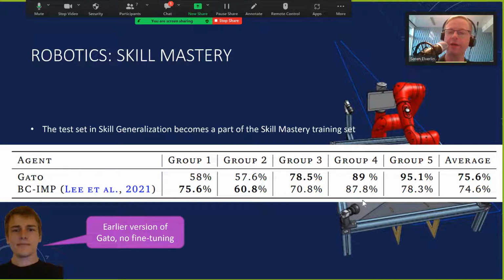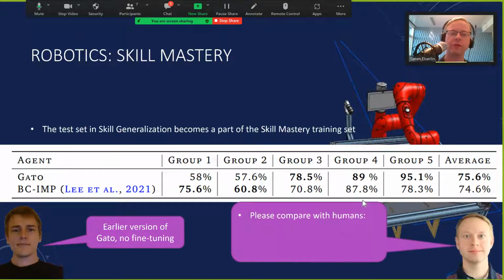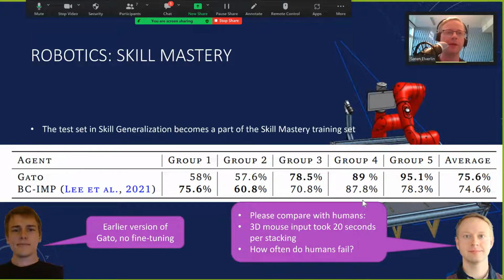And you can look at it here, and they say this is even an earlier version of Gato that didn't use some fine tuning. I would have liked to have some idea about how difficult this task actually is. They say that it took 20 seconds for a human to stack these with a 3D mouse, and the failure rate for humans is also unknown. This is the kind of thing I would like to know. Are we talking about something that is above the human level or below the human level? I would like to know.